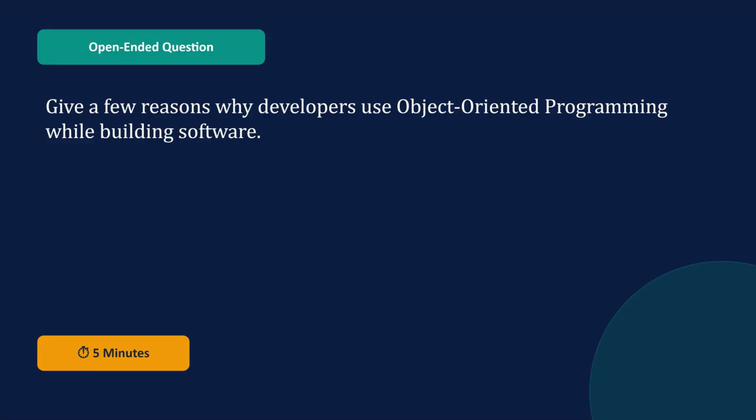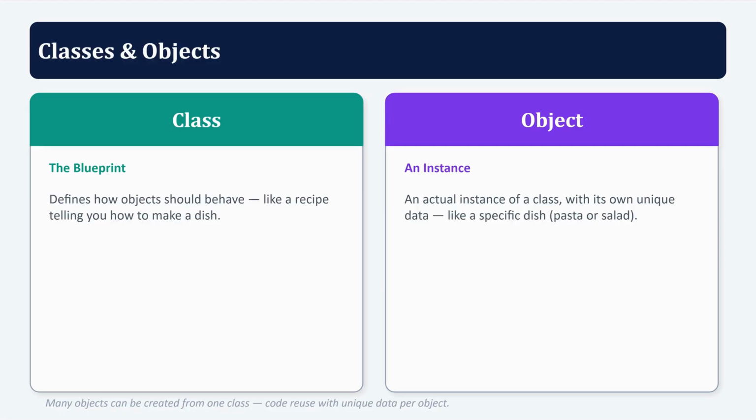Here's an open-ended question. Give a few reasons why developers use object-oriented programming while building software. A reason that developers usually do this is because object-oriented programming simplifies their code a lot. Instead of having to keep track of attributes for each specific item using something like a list, they can just set up an object with different attributes and methods and just use those methods.